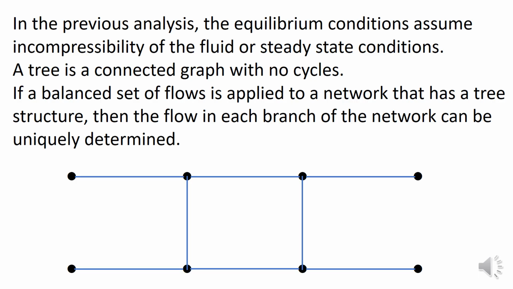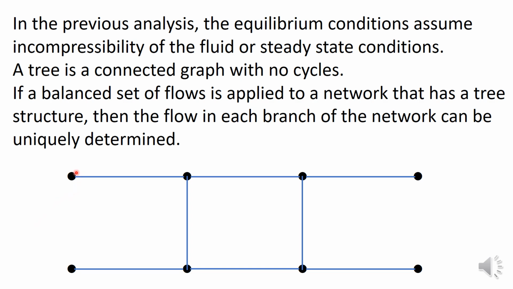In the previous analysis, the equilibrium conditions assume incompressibility of the fluid or steady state conditions. An incompressible fluid is one like water, where small changes of pressure do not create any significant changes in volume. It's very difficult to compress it into a smaller volume. So we can assume a steady rate of flow along a given length of pipeline.